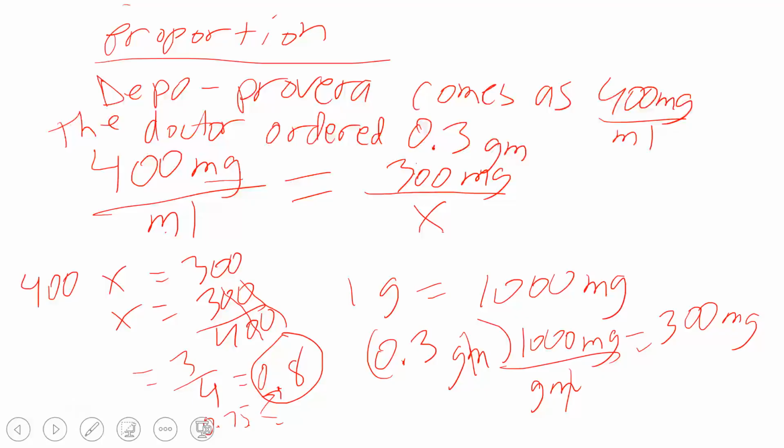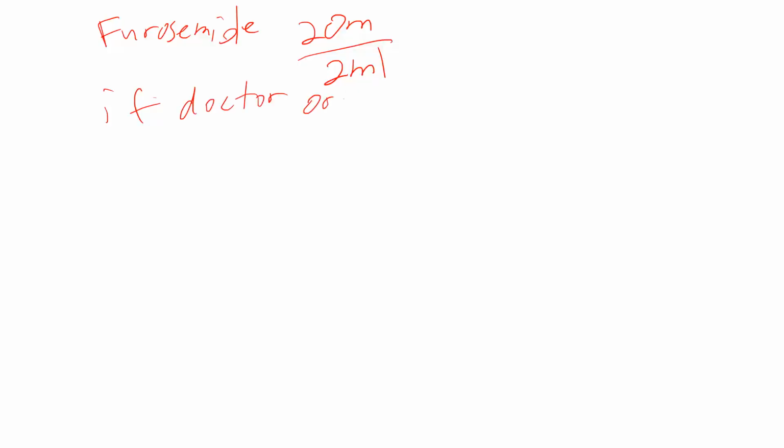Okay, let's go for the next one. Furosemide, and we're talking about the liquid furosemide. Furosemide comes as 20 milligrams per 2 ml. Now let's say the doctor ordered 15 milligrams. How much of this furosemide would you give that equals 15 milligrams?